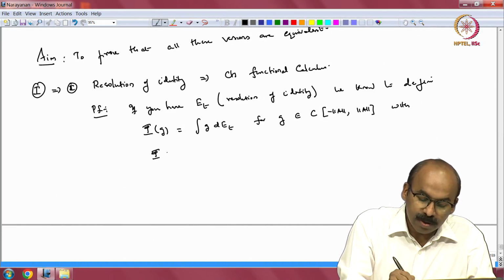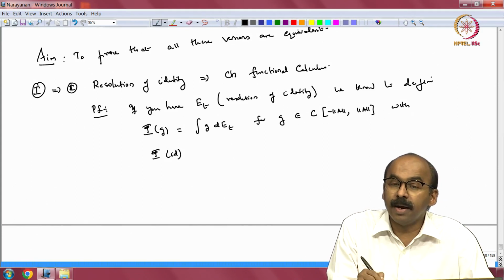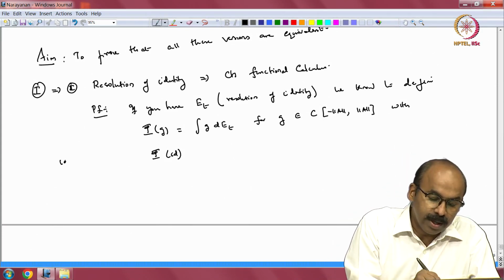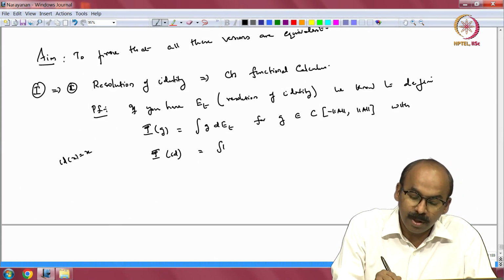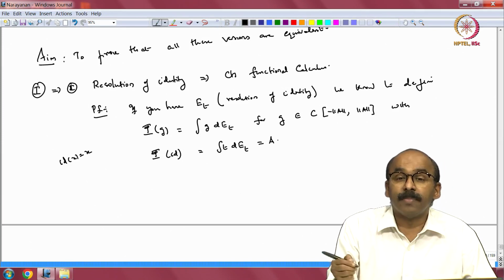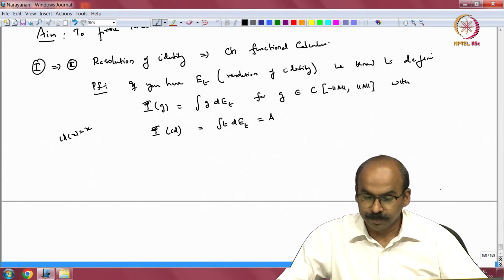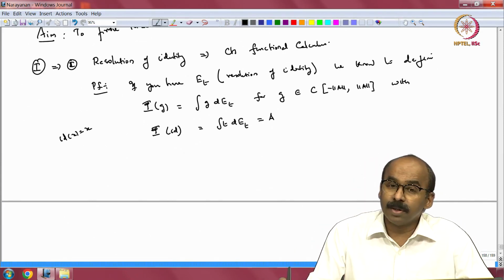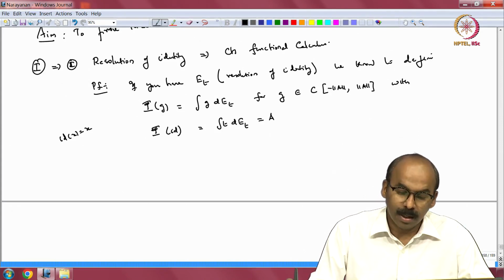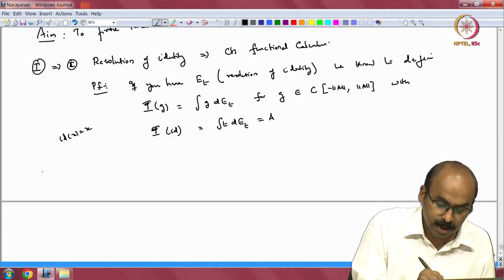With phi of the identity function, so Id of x equal to x, was equal to the integral of t dE t, which is the given operator A, right. So, resolution of identity implying continuous functional calculus is more or less trivial. Okay. And so, let us look at the second one.